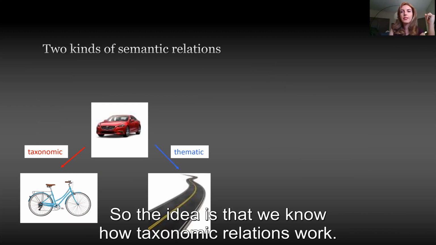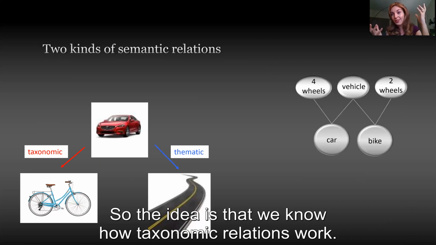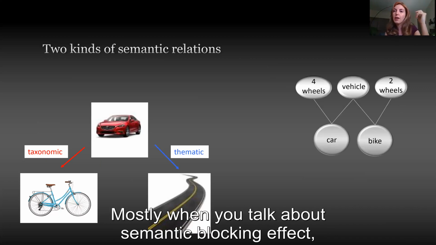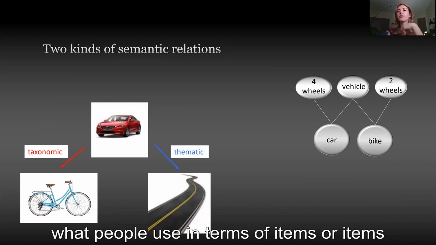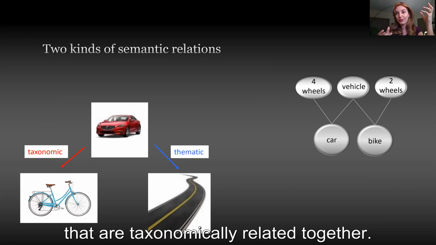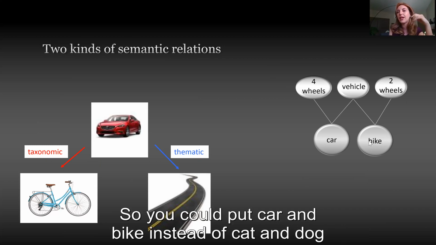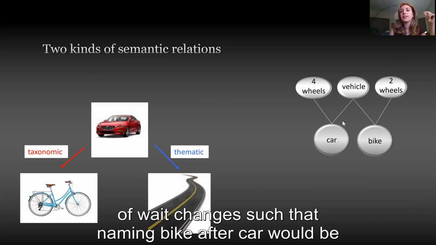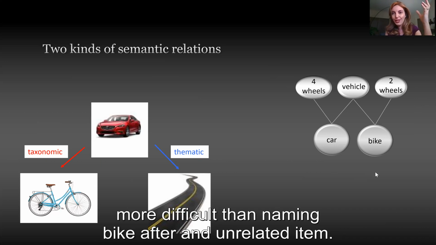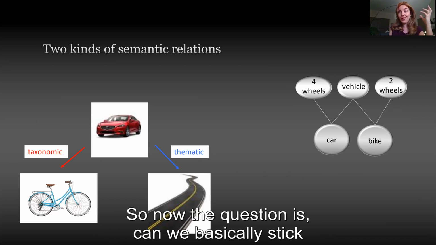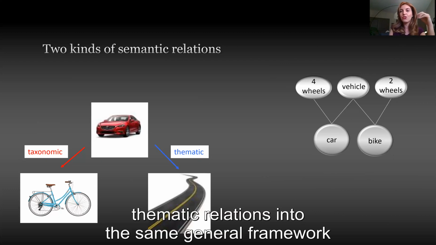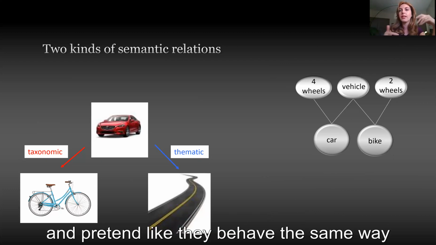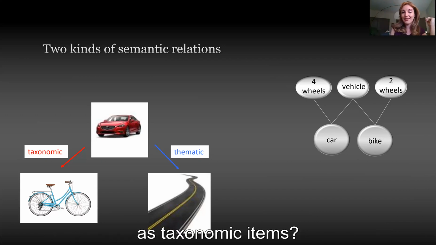And so the idea is that we know how taxonomic relations work. Mostly when you talk about the semantic blocking effect, what people use are items that are taxonomically related together. So you could put car and bike instead of cat and dog, and you can see how you would get the same dynamic of weight changes, such that naming bike after car would be more difficult than naming bike after an unrelated item. So now the question is, can we basically stick thematic relations into the same general framework and pretend they behave the same way as taxonomic items?